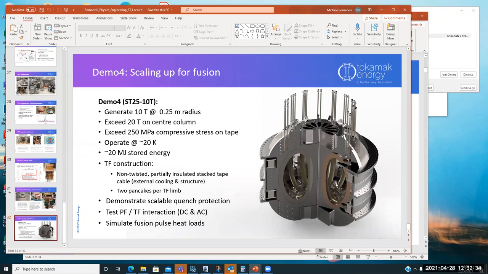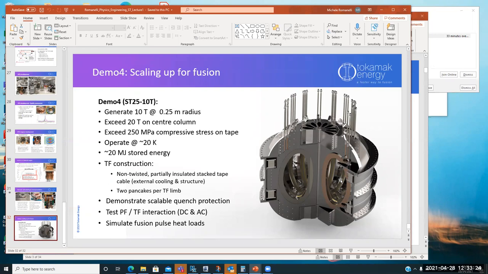But we are not going to have a plasma inside. So this will be an electrical device where we will be testing. We will be generating 10 Tesla at 25 centimeters radius, and we will try to exceed 20 Tesla on the center column, to test the properties in terms of critical magnetic field and critical temperature of the high temperature superconductors. We will operate at 20 Kelvin. And then we will try to simulate fusion plasma heat loads and neutron fluxes on this to characterize the high temperature superconducting coils.